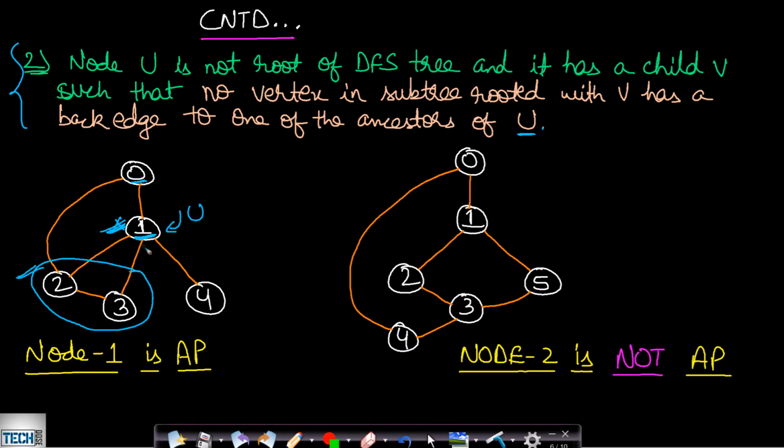And now we will see the other subgraph. The other subgraph is this one. Now from this subgraph you can see that there is no back edge to an ancestor of 1. And so if you remove this 1, then obviously this subgraph will get disconnected and therefore the number of components will increase. So this 1 will become an articulation point. And that is how this point 2 works. This is the case 2.